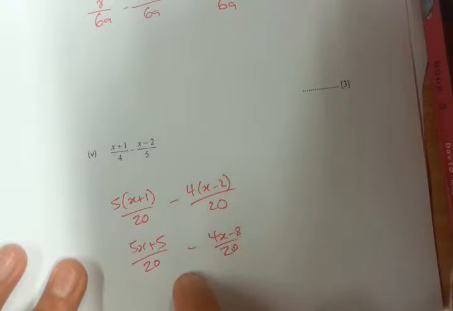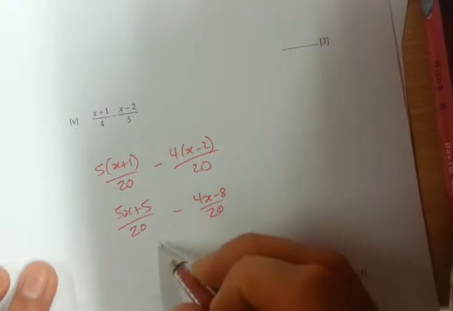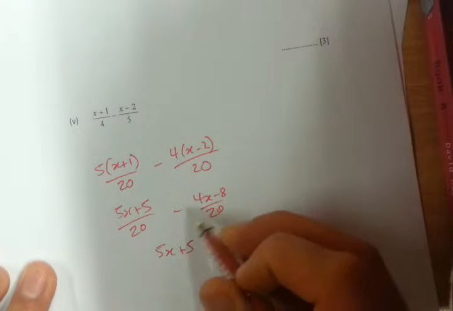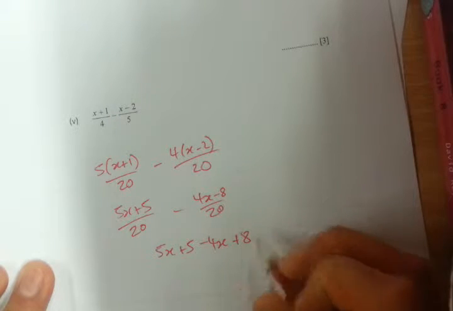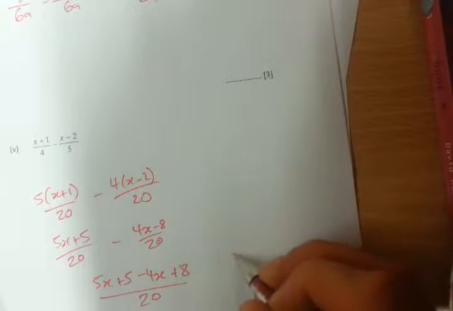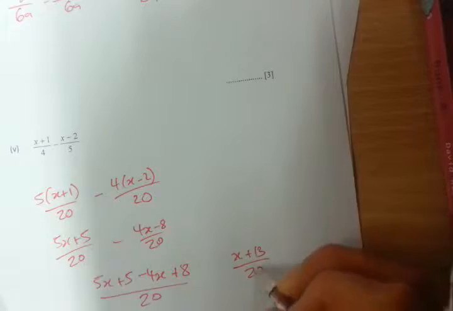But of course, when we put them together, now the minus takes effect. So we get 5x plus 5 minus 4x minus 8, which is plus 8. And so we end up with x plus 13 over 20.